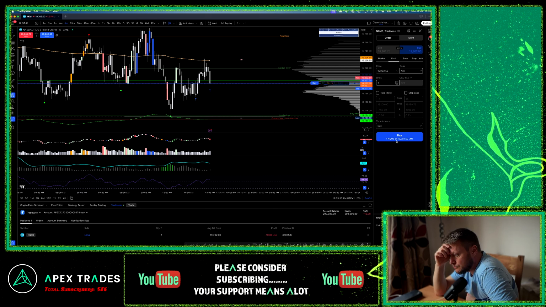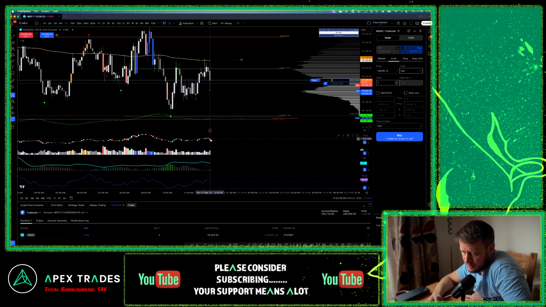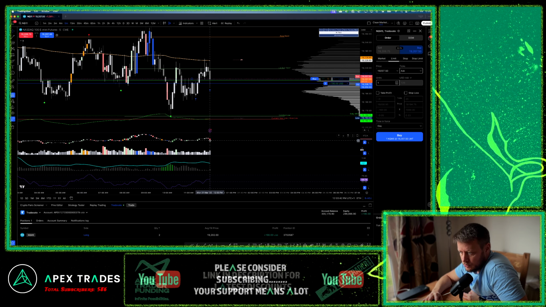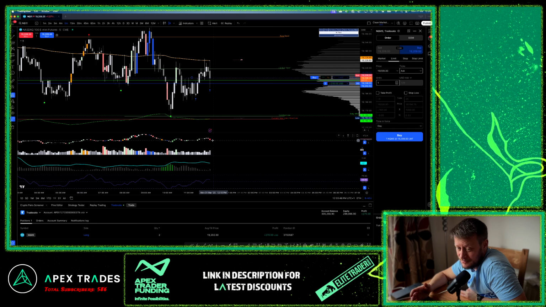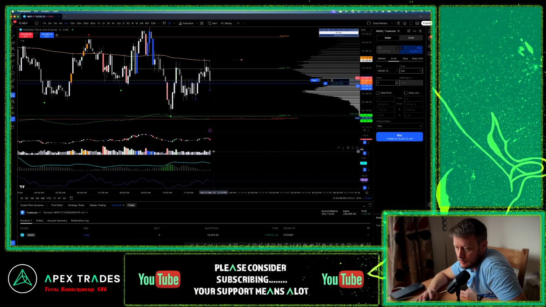You can see on the CVD, right? We've seen a lot of selling pressure coming in, the fact that that's red. But it's getting absorbed, right? Which is a good sign, because the volume hasn't turned red. So people who are trying to aggressively short the market, it's just getting absorbed at the moment, which is good.